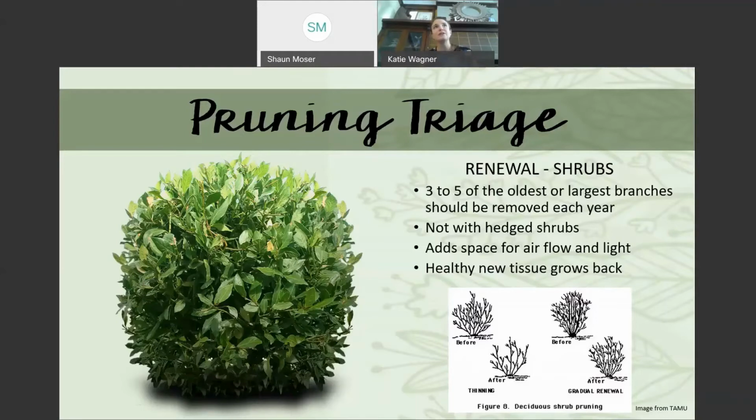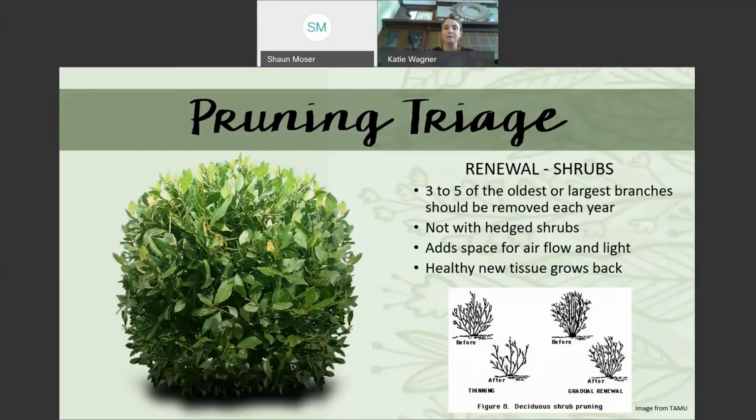And this is something that you really probably should be doing anyway. Typically our older and our larger branches are the ones that are more susceptible to insect pests and disease. So it's actually pretty healthy for a lot of woody shrubs like this to be constantly regenerating new growth. So it's something you should be doing anyway, even if it is an appropriately sized plant for your landscape. Do it for health reasons for that shrub.